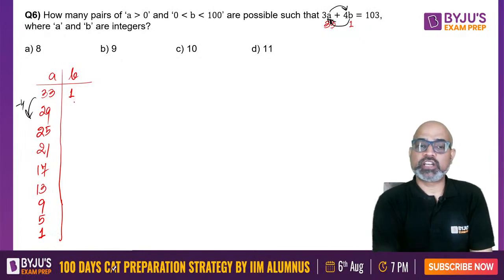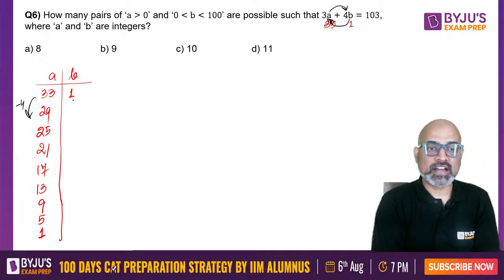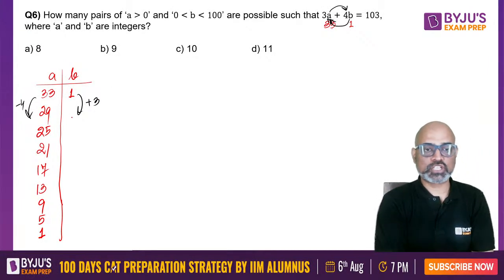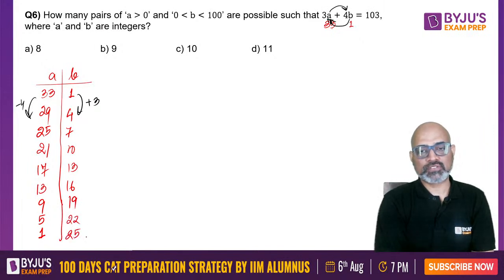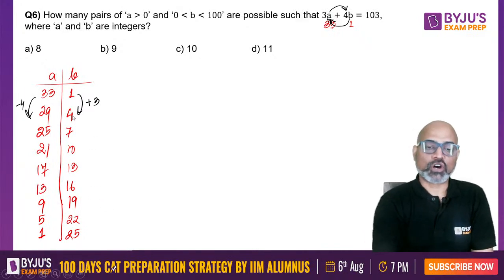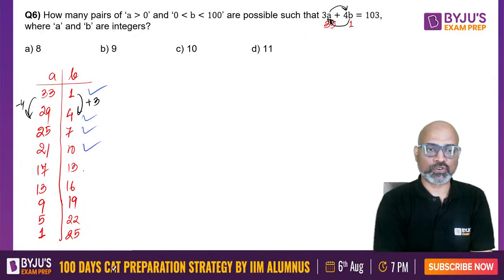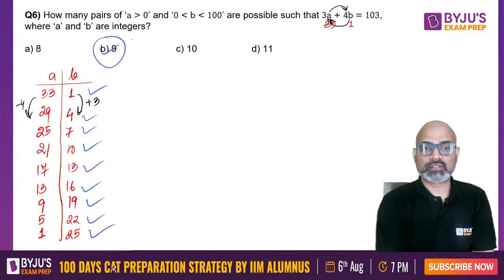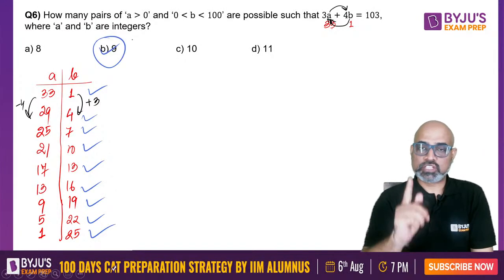And what will be the corresponding values of B? For that, you will have to change B by 3. So this one will become 4, this one will become 7, and then 10, 13, 16, 19, 22, and 25. Like I said, B cannot be more than 25. So all we have to do now is count how many solutions we got. 1, 2, 3, 4, 5, 6, 7, 8, 9. 9 came. So this is one method.